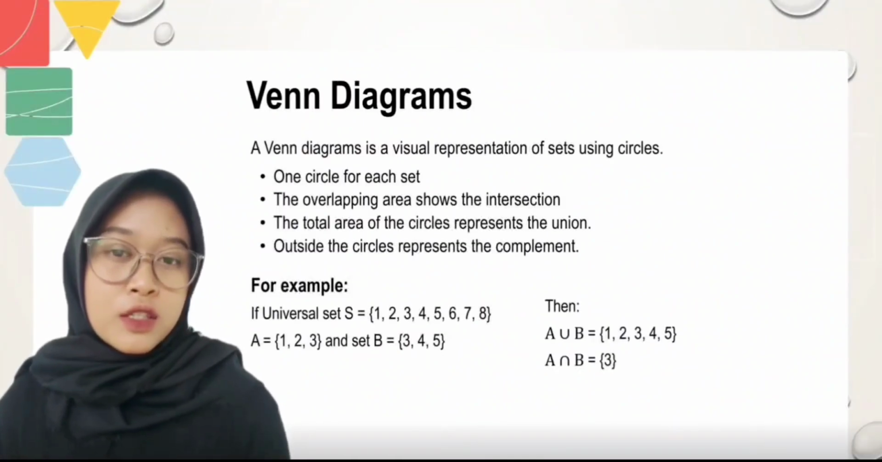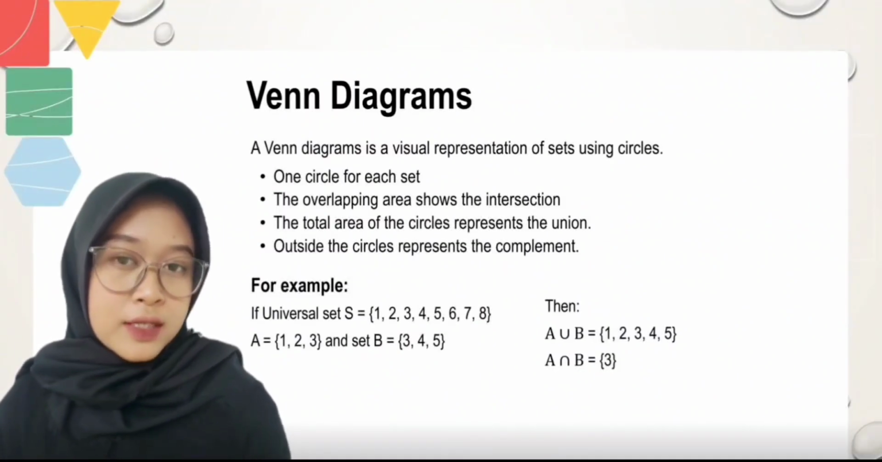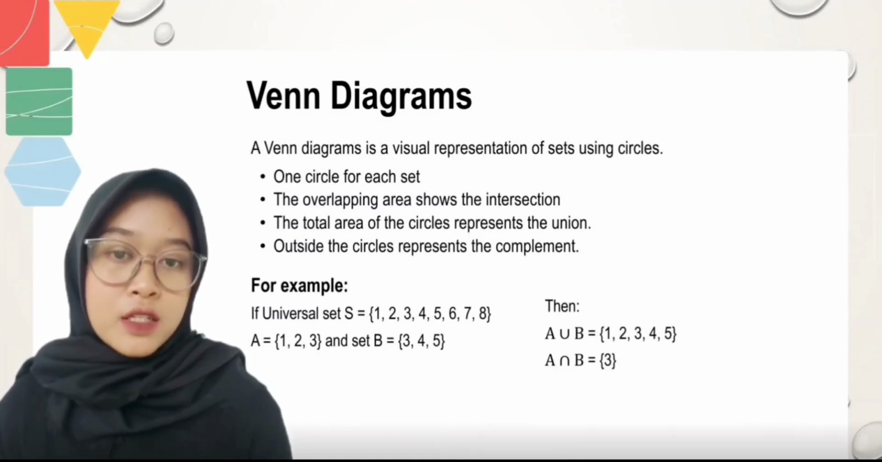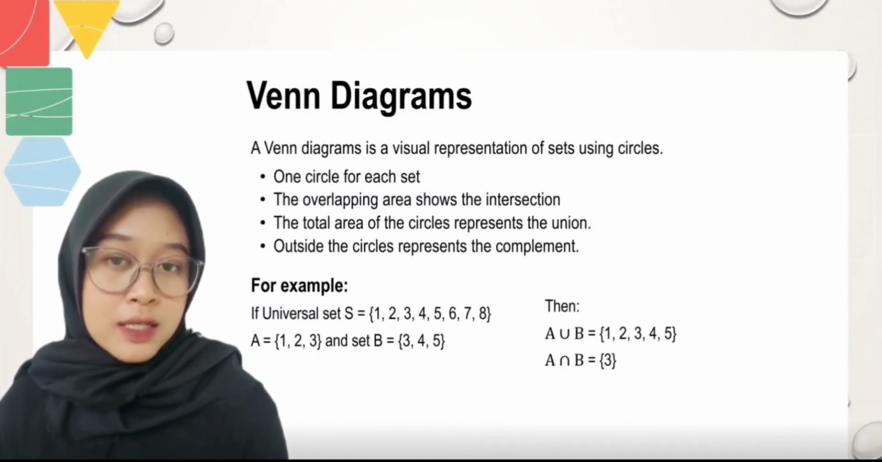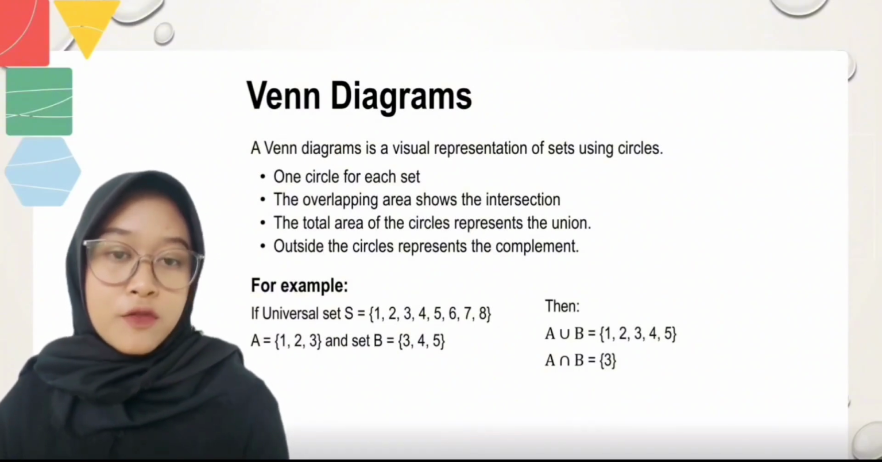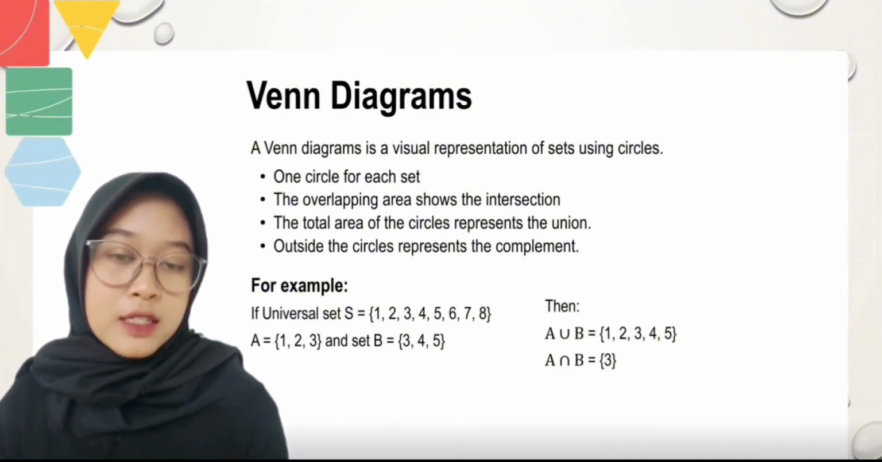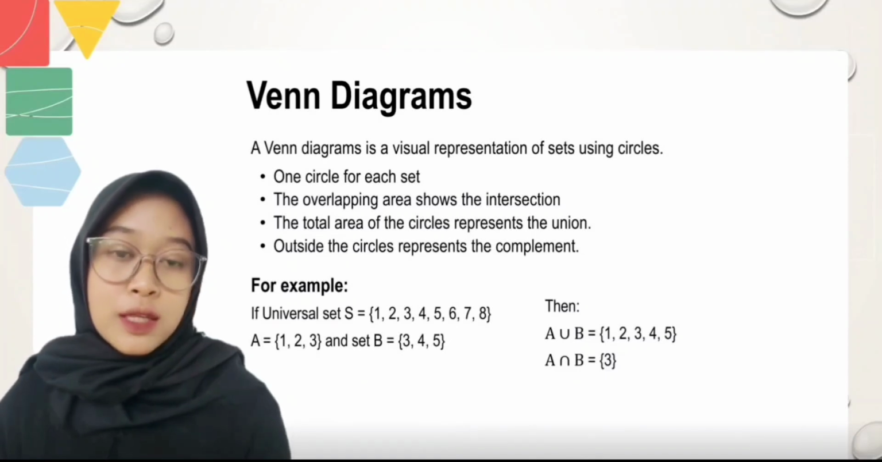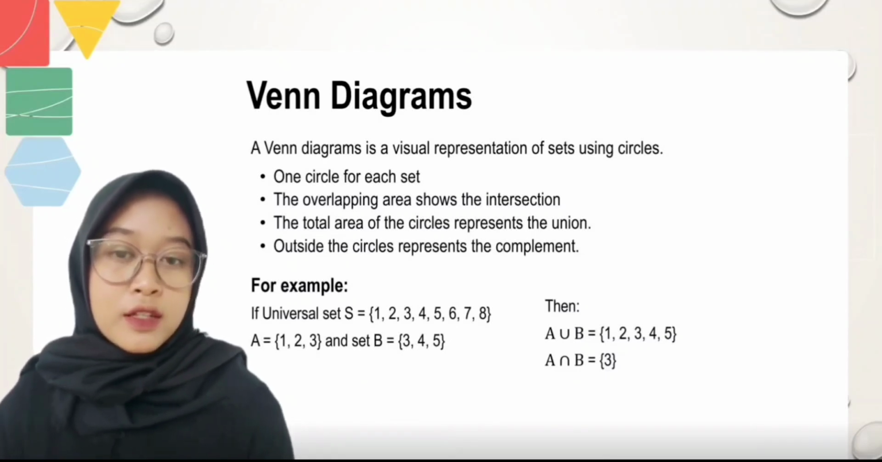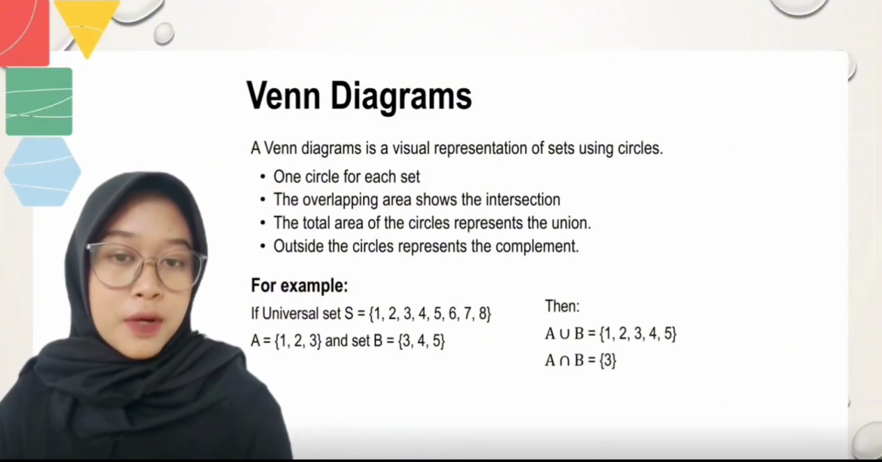Okay, now we go into the last material, the Venn diagram. A Venn diagram is a visual representation of sets using circles. One circle for each set. The overlapping area shows the intersection. The total area of the circles represents the union, and the area outside the circles represents the complement.